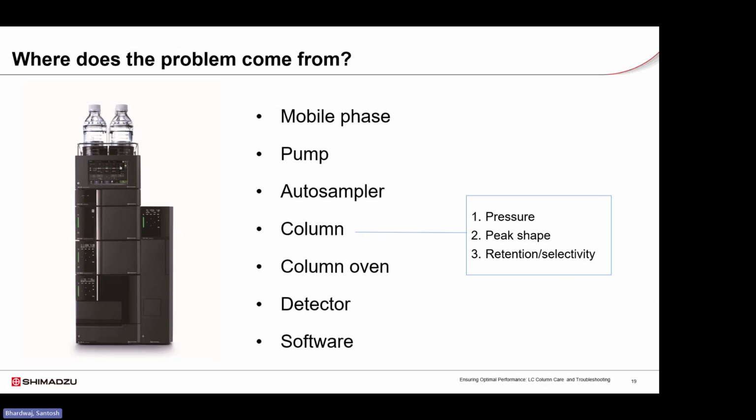Some symptoms may overlap with other LC components and I will point out those as we go further. The aim is to help you troubleshoot in a more systematic and informed way. The main column issues will be covered in this session: pressure issue, peak shape issue, retention issue and selectivity issue.